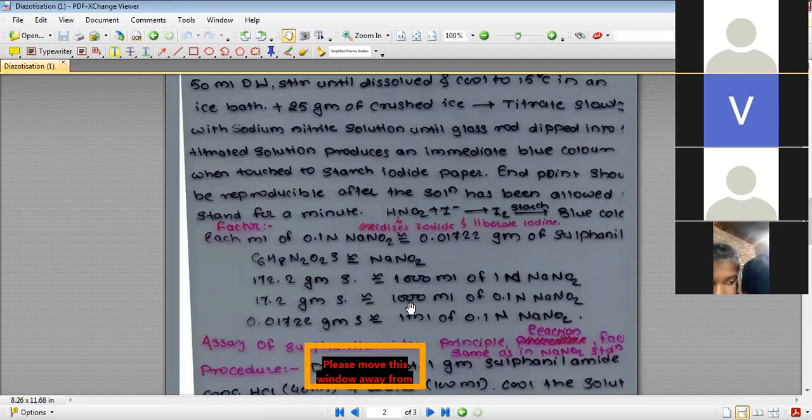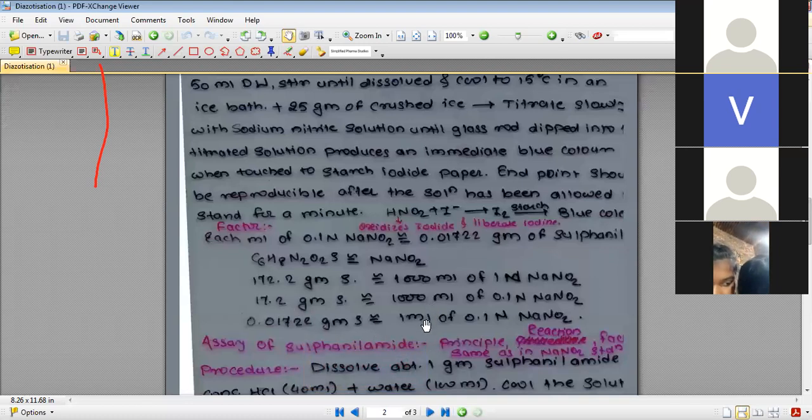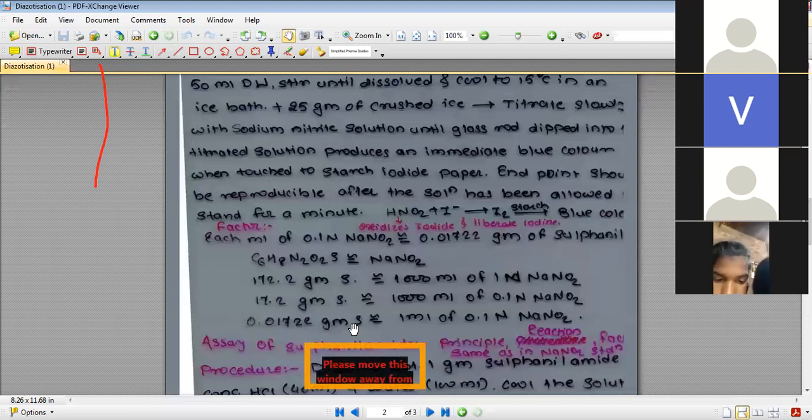But we have not taken 1000 ml of sodium nitrite for reacting the titrant with the titrate. We have added 1 ml of sodium nitrite from the burette to the contents in the conical flask. So for 1000 ml the concentration of sulfanilamide is 17.2. So for 1 ml, by cross multiplying, it will be 0.0172 gram. So this is the standardization procedure of sodium nitrite.